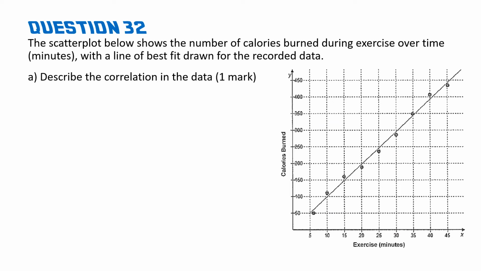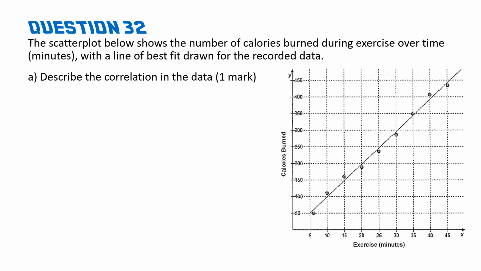Question 32. The scatter plot below shows the number of calories burned during exercise over time with a line of best fit drawn in for the recorded data. Describe the correlation that exists in this data. So the correlation is how close is that line of best fit to the dots that we have. Well, if we look at that, we can see that the dots are pretty close to that line, so we can say that it must be a strong correlation because that line is pretty close.